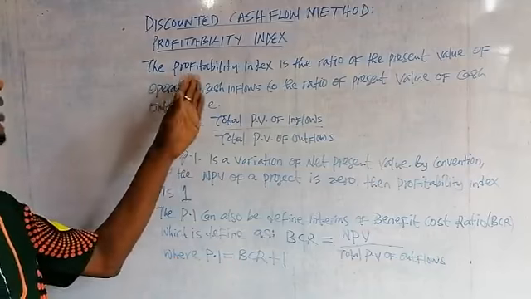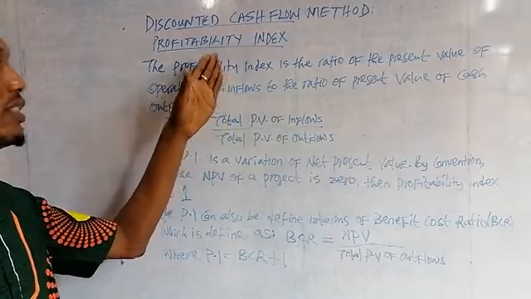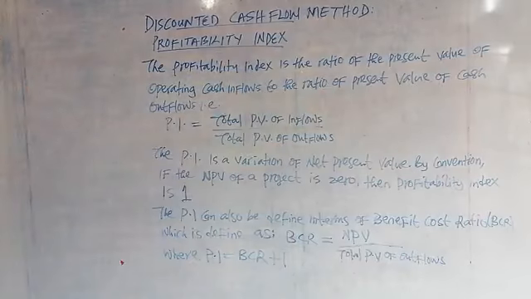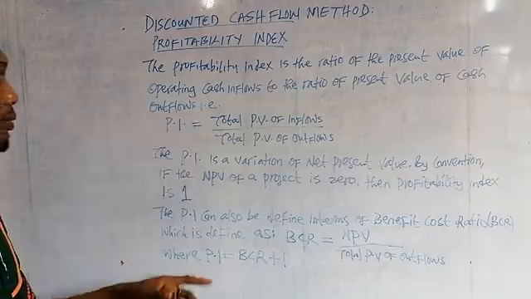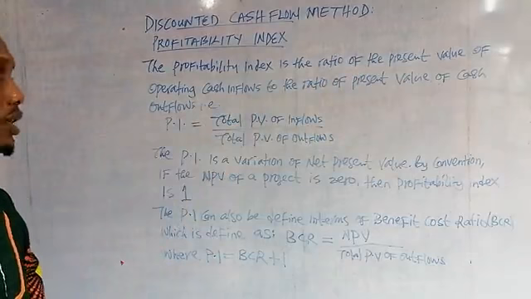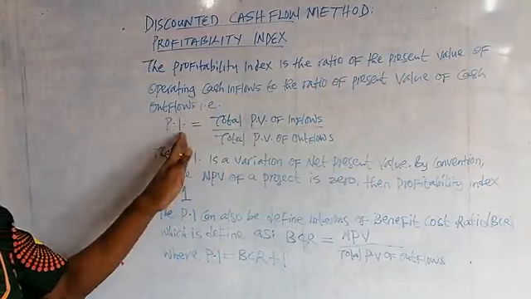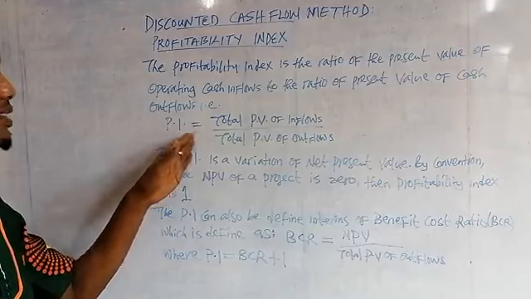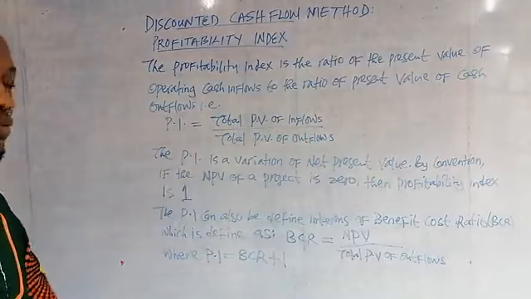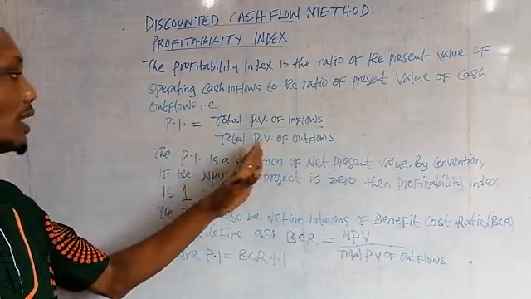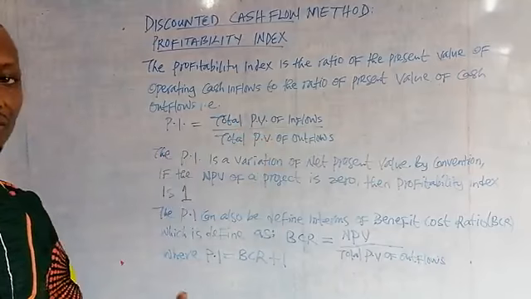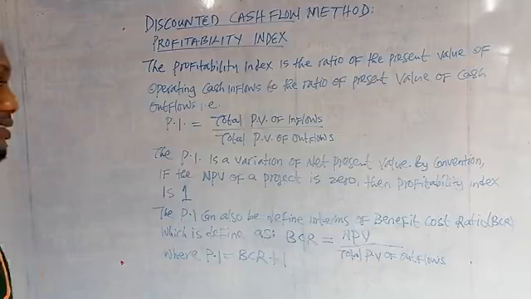So in this case, we are looking at this method of investment appraisal that looks at the relationship that exists between the inflow and outflow. We are measuring our inflow to the outflow, the ratio of the inflow to outflow, as simple as that. So by definition, the formula for profitability index is the total present value of inflows all over the total present value of outflows. Inflows divided by outflows. That is profitability index.